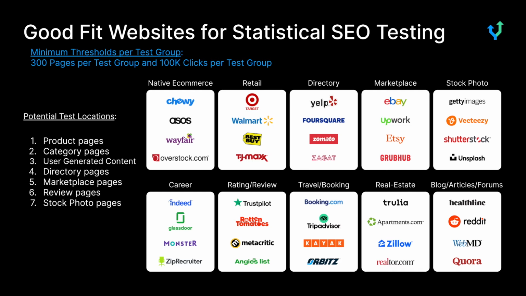In general, our suggestion for running a statistically significant SEO test requires 300 templatized pages per test group and 30 to 100,000 clicks per test group per month. You can see some examples of good fit websites for SEO testing here.